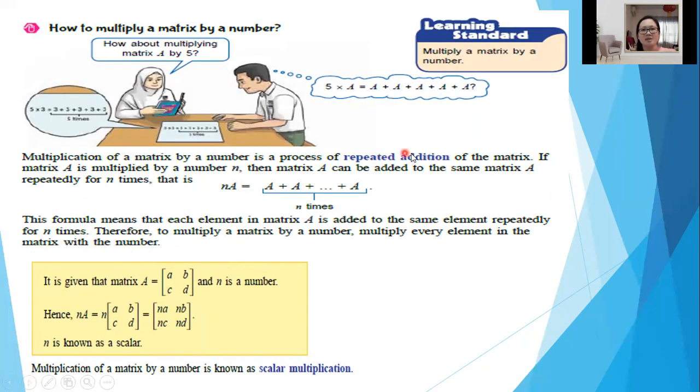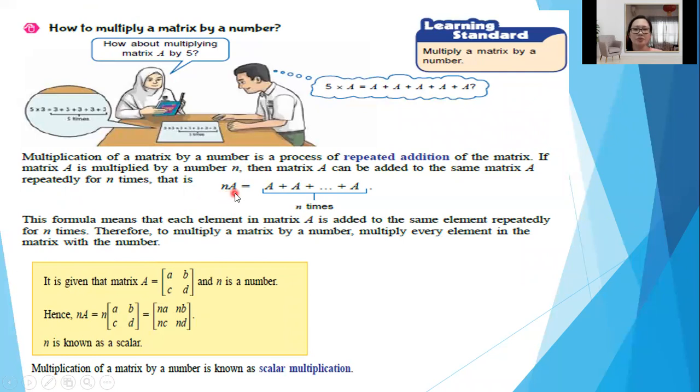Okay, so this is the last part in this video. That is how to multiply a matrix by a number. Multiplication of a matrix by a number is the process of repeated addition of the matrix. If matrix A is multiplied by a number n, then matrix A can be added to the same matrix A repeatedly for n times.